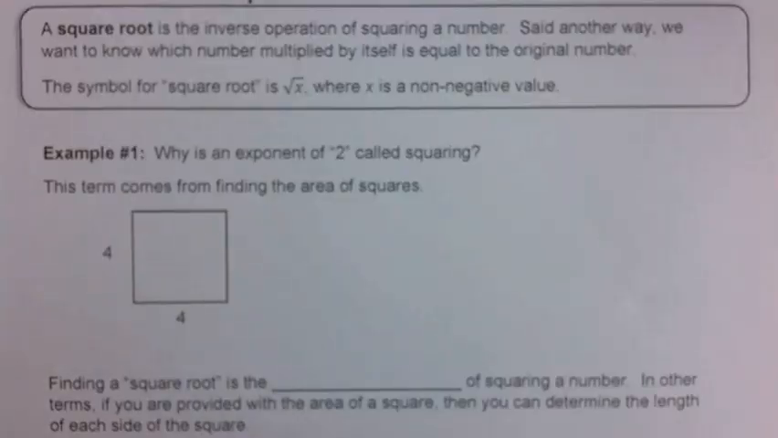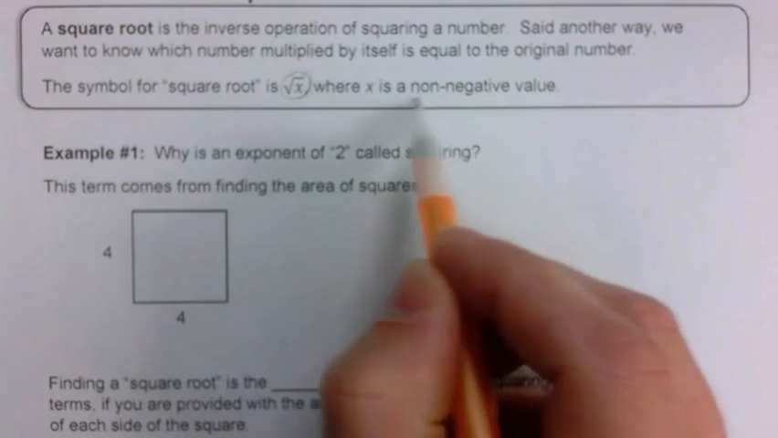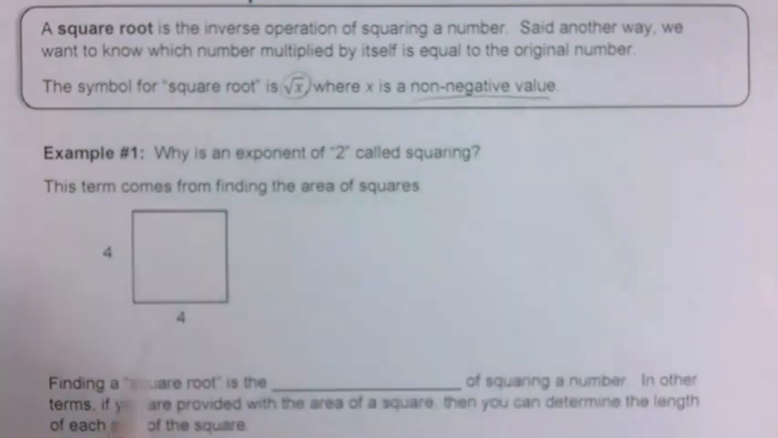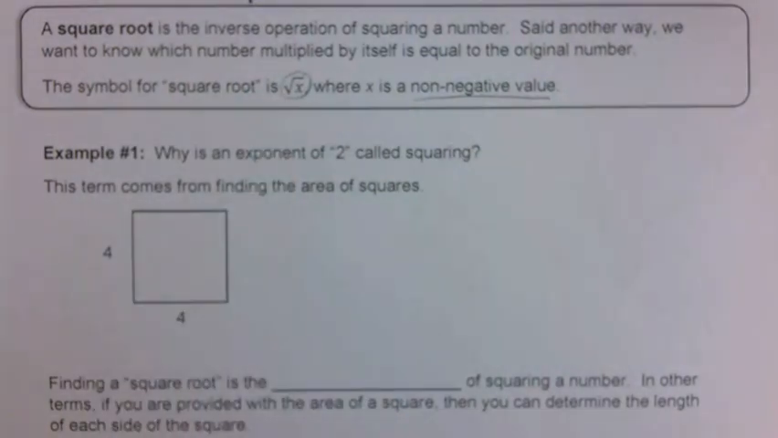In our lesson today, we're going to learn about square roots and cube roots. And we're going to start off with square roots. A square root is the inverse operation of squaring a number. Said another way, we want to know which number multiplied by itself is equal to the original number. Okay, the symbol for a square root will look like this, where x is a non-negative value. The number that's underneath this symbol here can only be a positive number or 0.